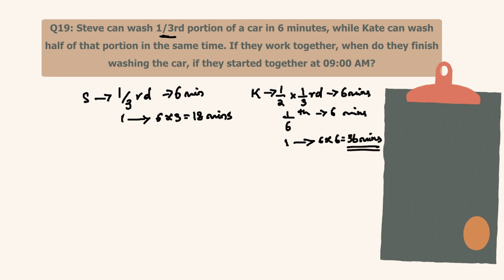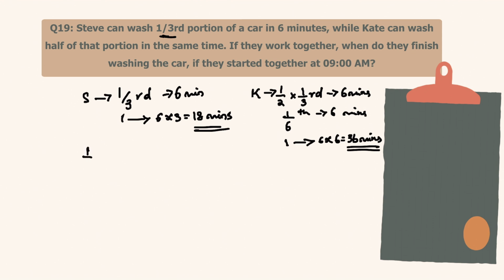I hope you understood these two. This is the only thing you have to do in this question. It is not directly given how much time they will take to complete the full work, so we have to calculate that. If 1 by 3rd takes 6 minutes, 1 takes 18 minutes. If half of that portion, that is 1 by 6, takes 6 minutes, Kate will take 36 minutes to complete the full work. Now they are working together. We will do that.